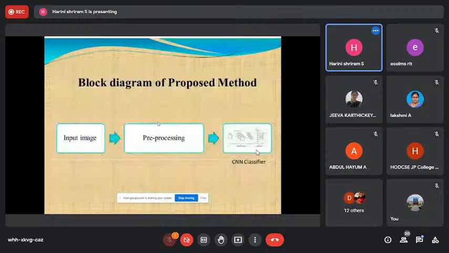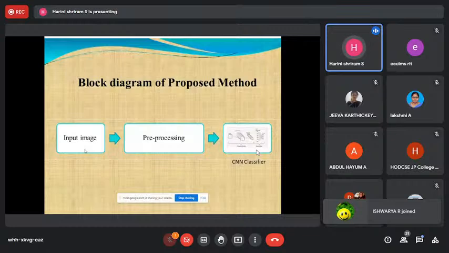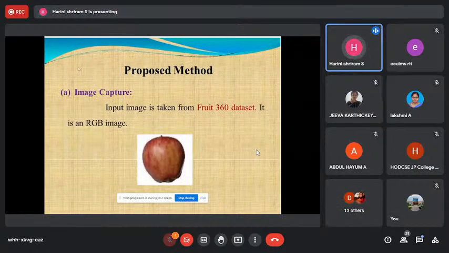This is our proposed method. This is the input image. We have taken the input image from the Fruit 360 dataset, and the input images are of size 100 cross 100. Then this input image is fed into the pre-processing stage. Here, the local contrast enhancement is performed. After that pre-processing, the image is fed into the CNN for classification. The Fruit 360 dataset consists of a total of 131 classes of images, but we have chosen only 6 classes of fruit images.